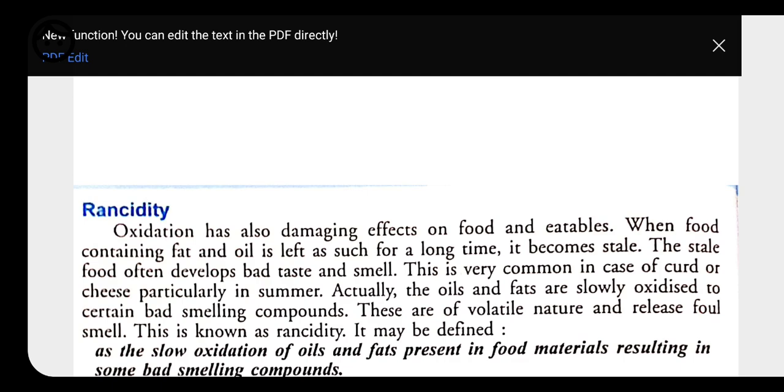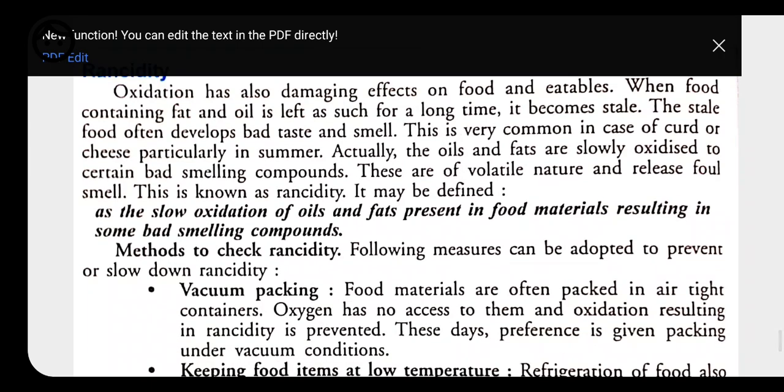So once again, to avoid rancidity, we keep this food inside the freezer or in an airtight container so as not to let it come in contact with oxygen. So these are some bad effects of oxidation in our daily life. So with that, we have completed this chapter.